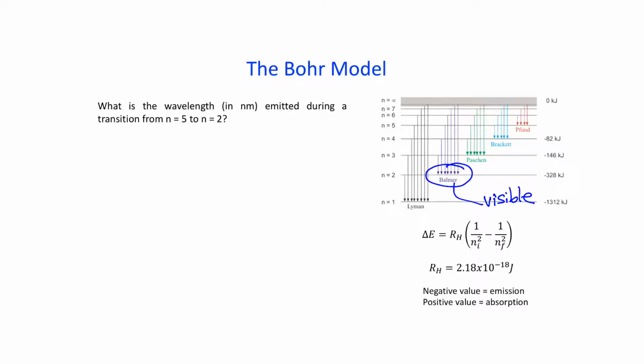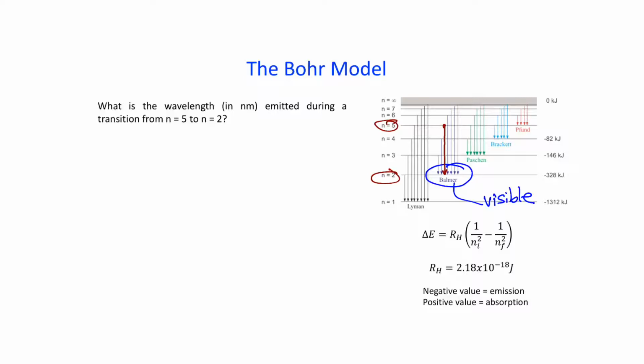So let's practice calculating a wavelength. Let's predict the wavelength for the transition from n equals 5 to n equals 2. So where's n equals 5? We're going to go here. It's this line, essentially, in our Balmer series that we're going to calculate. So we've got n equals 5 to n equals 2.